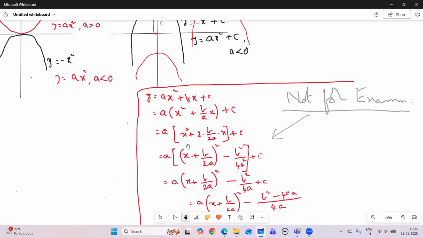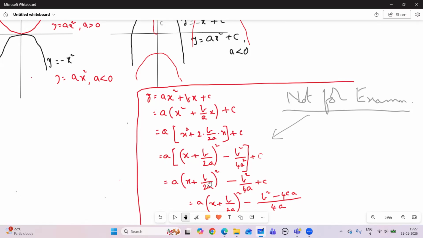Then you convert this into a perfect square. That is, this is in the form of a square plus 2ab, so you have a plus b whole square. That is x plus b by 2a whole square. Since it is in the form of a plus b whole square, you have supplied b by 2a whole square, so you have to subtract that. That is b square by 4a square, and then you multiply this by a. So you have minus b square by 4a, and then here you have x plus b by 2a whole square.